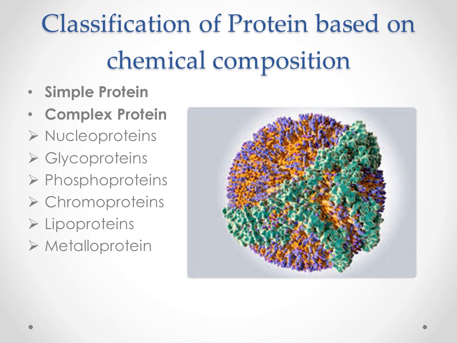Lipoprotein, protein with triglyceride or other lipid-like substances, for example phospholipid and cholesterol. Metalloprotein, protein with metals or minerals such as copper, zinc, or iron. An example is heme, the iron binding protein of hemoglobin.